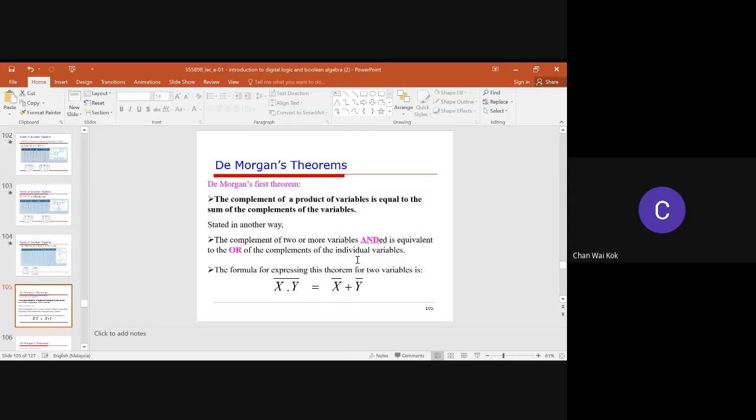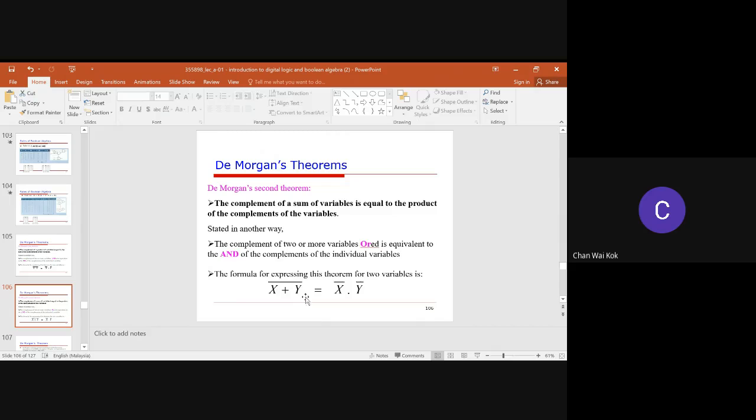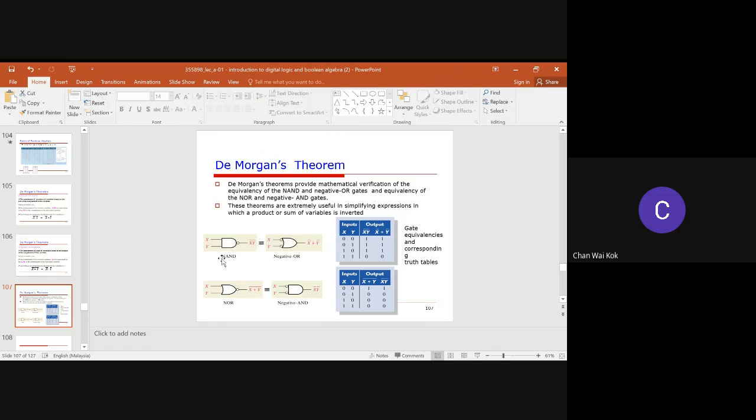Okay, the next thing is De Morgan's law. De Morgan's law is (x times y) bar equals x bar plus y bar, and (x plus y) bar is equal to x bar times y bar. So these are the two rules. When you implement it in a circuit, it also means like this: a NAND gate is equal to a negative-OR gate, and a NOR gate equals a negative-AND gate. Later we can show it to you. This circle is actually an inverter. Both of them, you do the truth table, you can get the same answer.